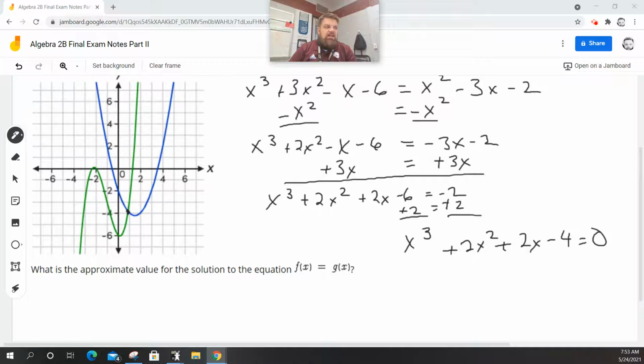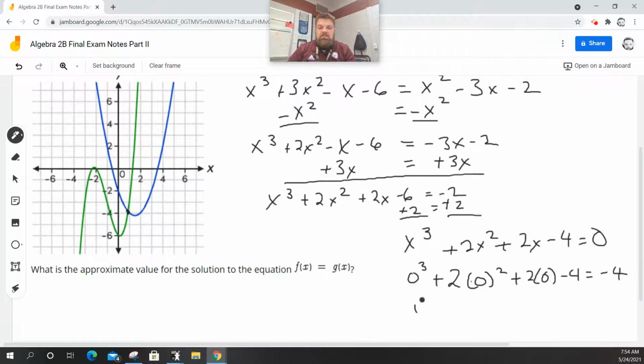So what I'm going to do then is evaluate this between 0 and 1. We're going to plug in 0 for x. So this becomes 0 cubed plus 2 times 0 squared plus 2 times 0 minus 4. And so that evaluates to negative 4.